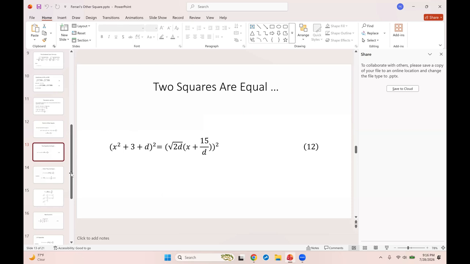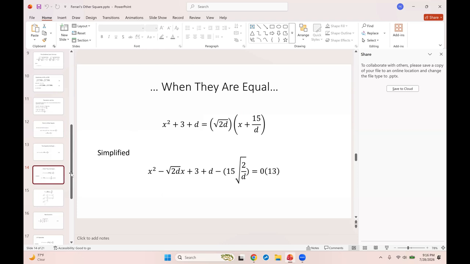So two squares are equal when the roots are equal, which gives you the equation on the top. And if you simplify it, you get it on the bottom. Notice again, I've got the coefficient 1, negative square root of 2 dx, and then kind of an ugly constant term. And 13 is the equation number for this one.